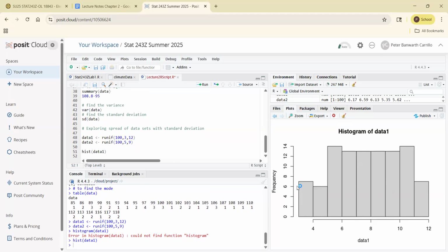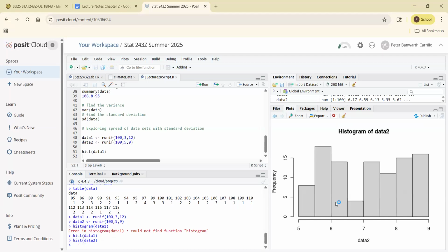Okay, I can quickly see that the smallest value is going to be around 3. The largest is around 12. So the range is going to be about, what, 9? And it seems to be centered somewhere in 7 or 8. No outliers. Seems to be kind of some more data in the middle versus on the ends. And let's look at data 2. All right, so here I can see that the data seems to be spread between 5 and 9. The center still looks like it's around 7.